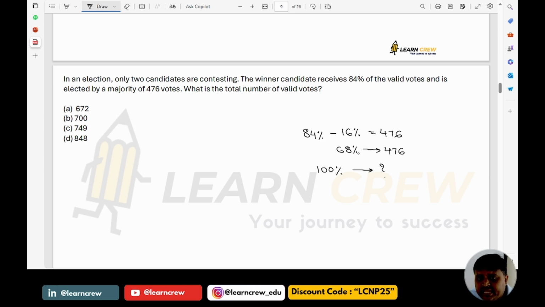Okay, if 68% is 476, then 100% would be how much? So it is 7 times 68, 7 sixty-eights are 476. So 100 sevens are how much? 700. You can also do cross multiplication if you can't do it directly. Okay, so the answer is 700. Next.